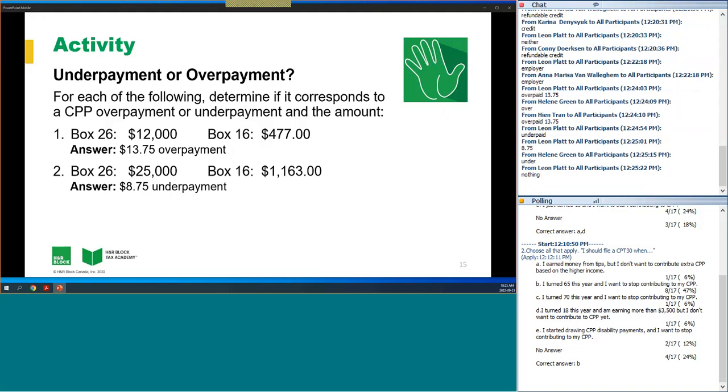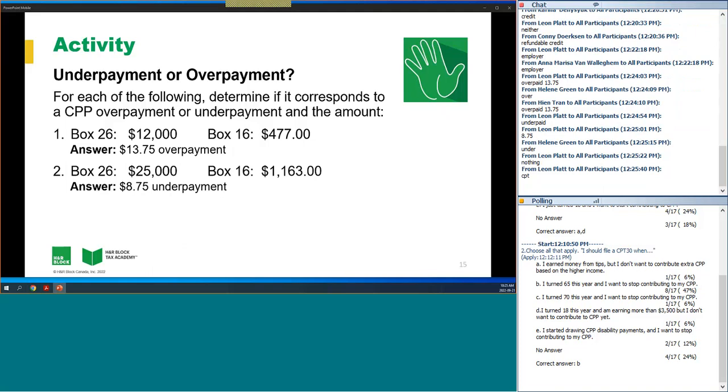75 cents, sorry. What could they do? What form could we file for them to choose to pay a little bit more? CPP 20. 20 says, let me put more money in it. 30 says, please stop taking money away from me. Excellent.